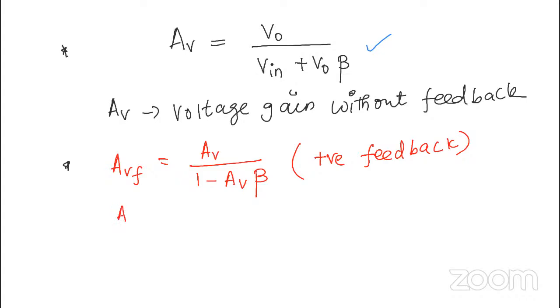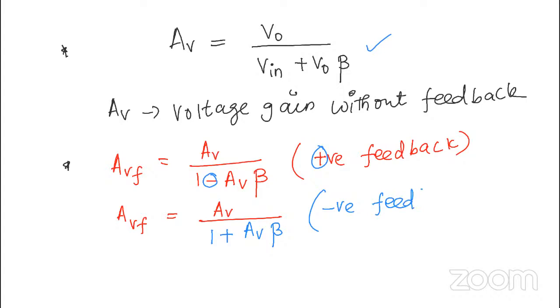Now there should be one more for negative feedback. So it is AV divided by 1 plus AV into beta, since the sign becomes the opposite. So this is for negative feedback.